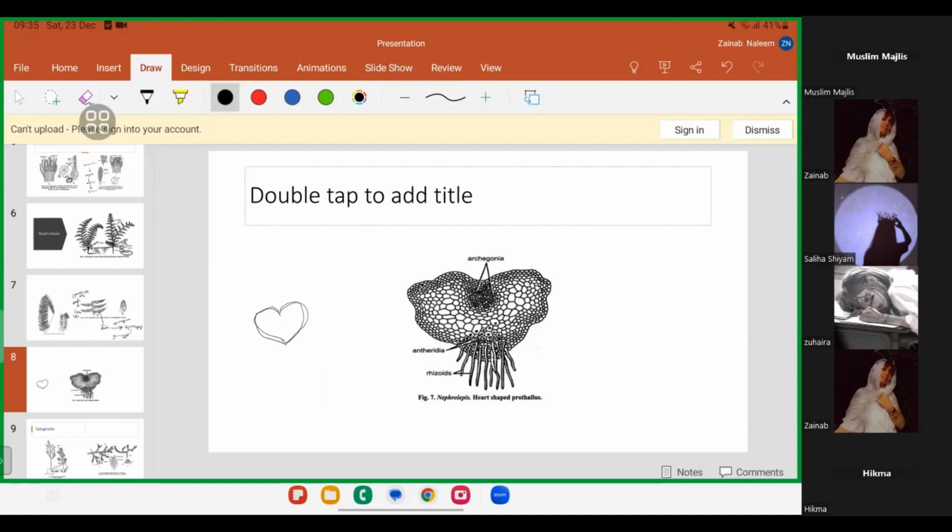The rhizoids develop on the ventral surface. So this is the ventral surface. These things are called the rhizoids. Rhizoids means the root-like thing. Gametophytes are monoecious. It means bisexual. We have the antheridia and archegonia on the same organ, the same gametophyte. So we call it bisexual or monoecious.